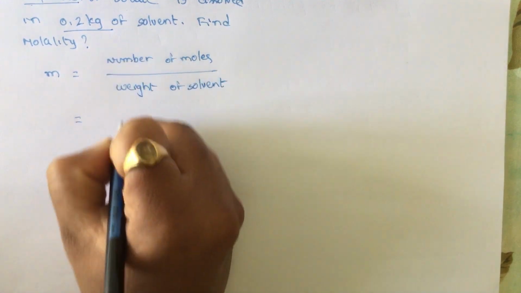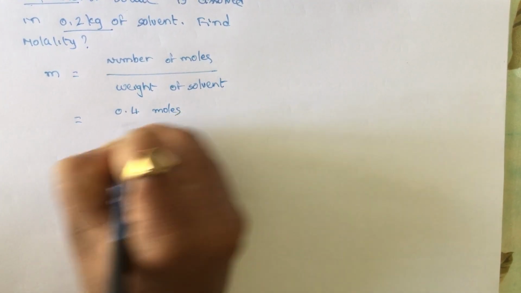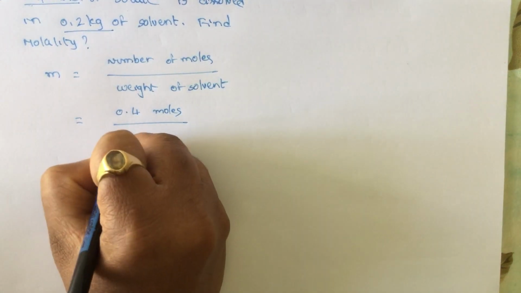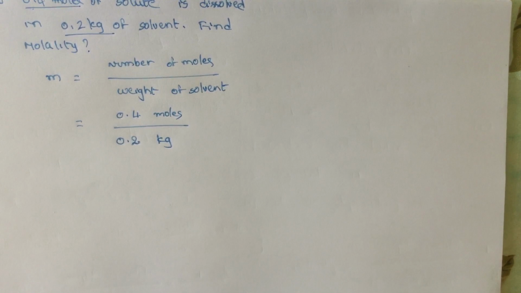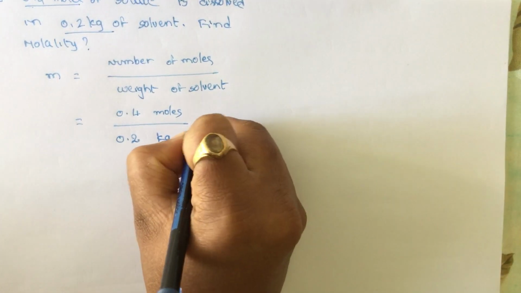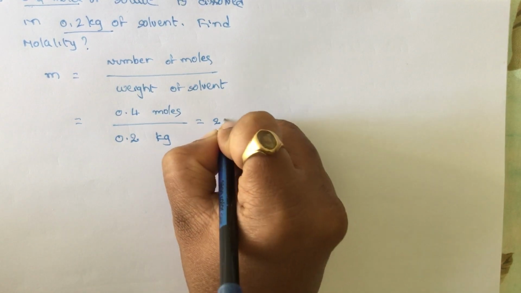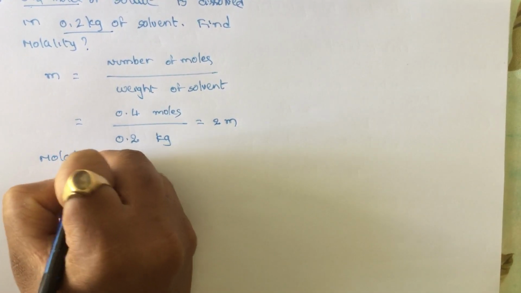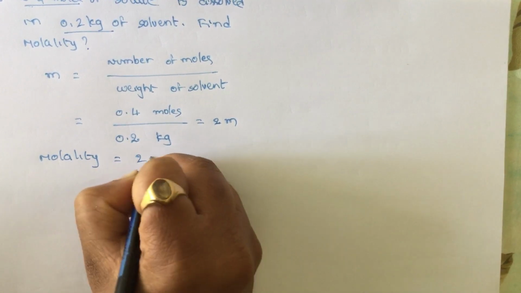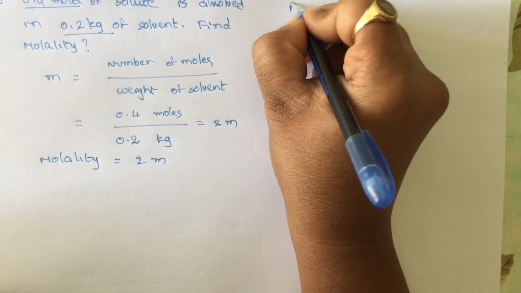That is equal to number of moles, which is 0.5 moles, and the weight they directly gave in kgs. If they gave in grams, please convert into kg. That is equal to, if you can do the calculation, 4 by 2 means 2 moles. So molality is equal to 2 m. That's the answer.